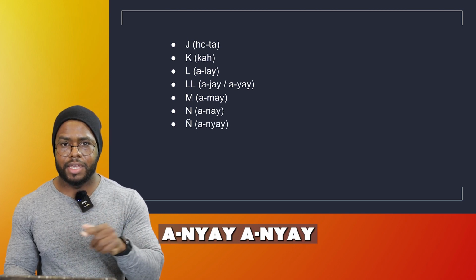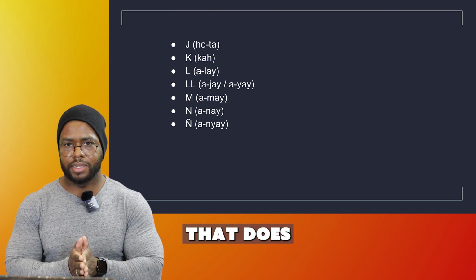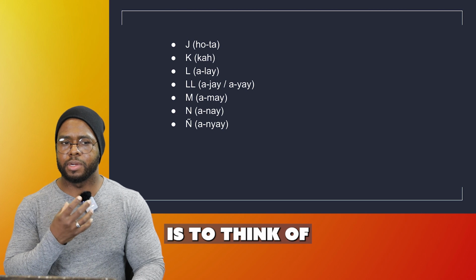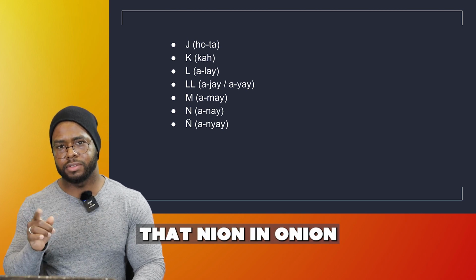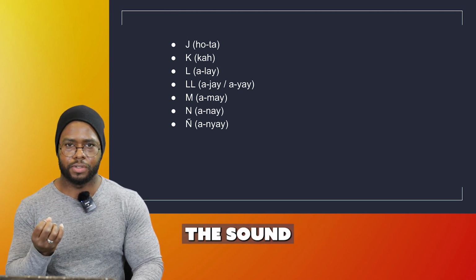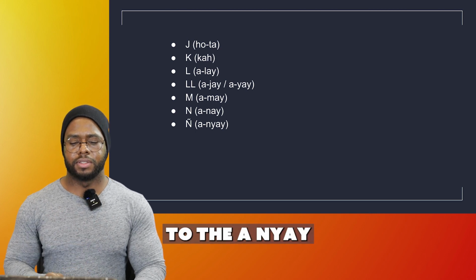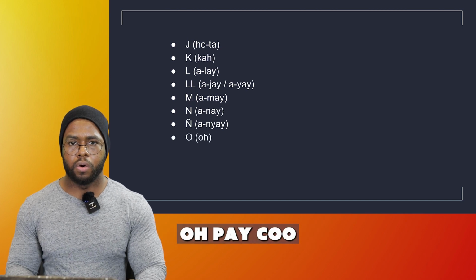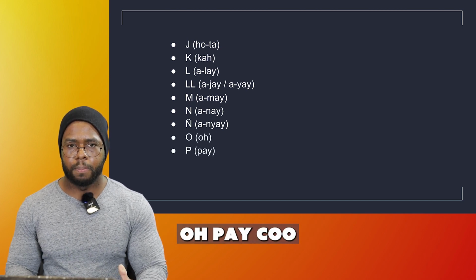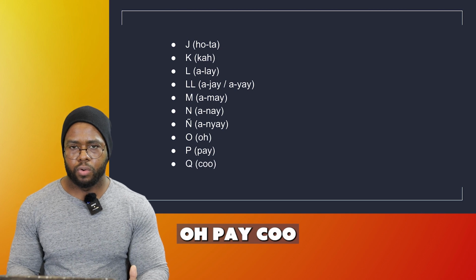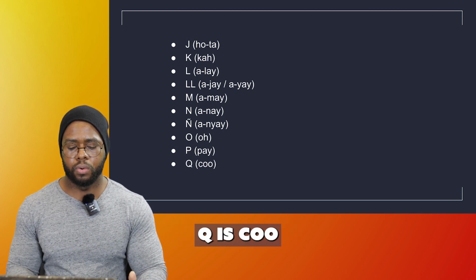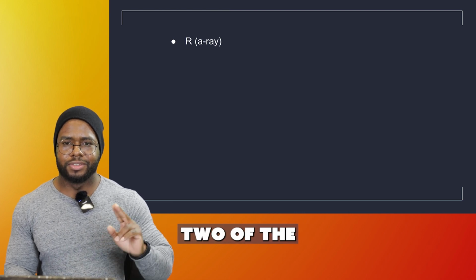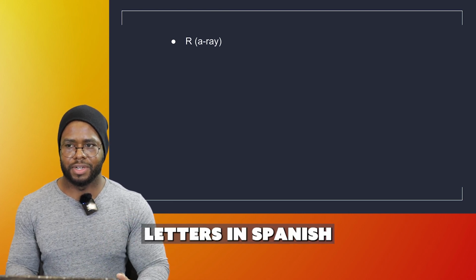Enye. So this is a different letter again that does not exist in the English alphabet. And for this one, I would say a good cue is to think about onion. That "ny" in onion is kind of the sound. It's not the exact sound, but it's close to the enye sound in Spanish, right? O, P, Q. Q is Q.